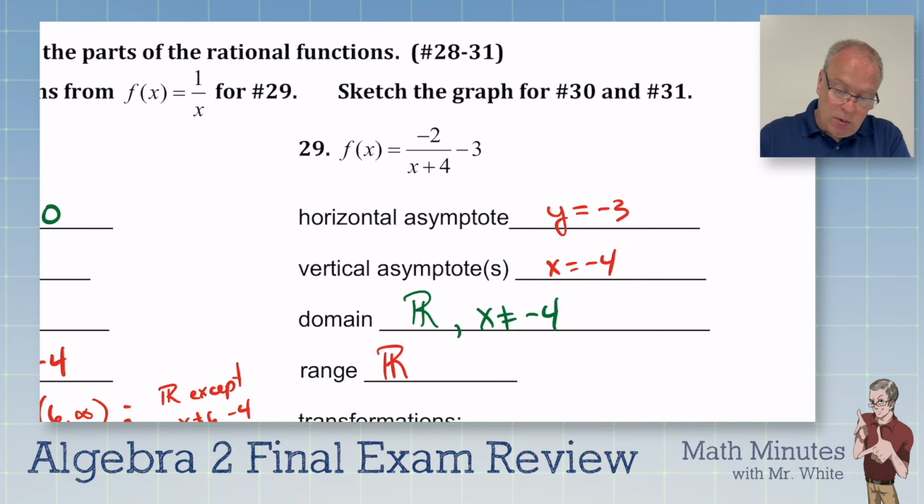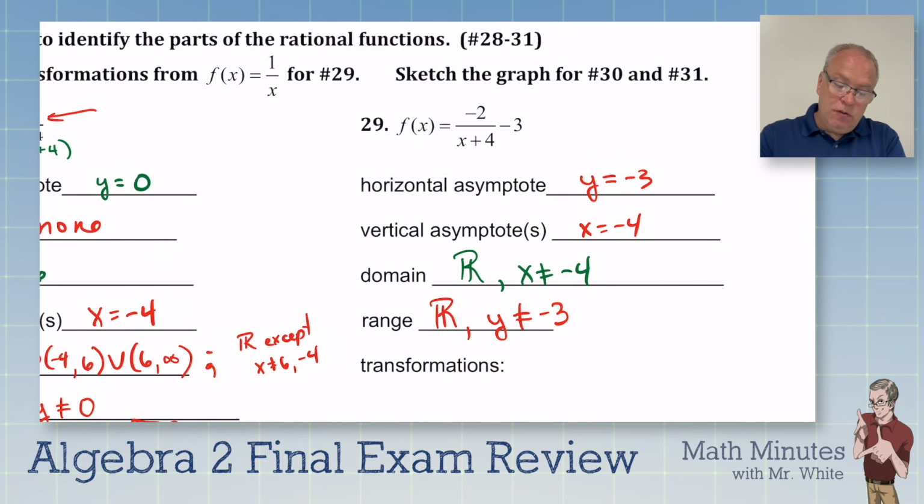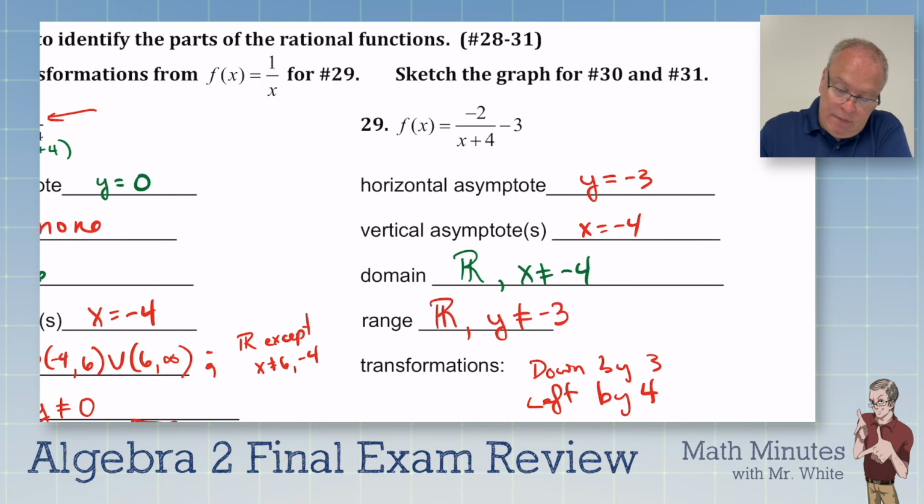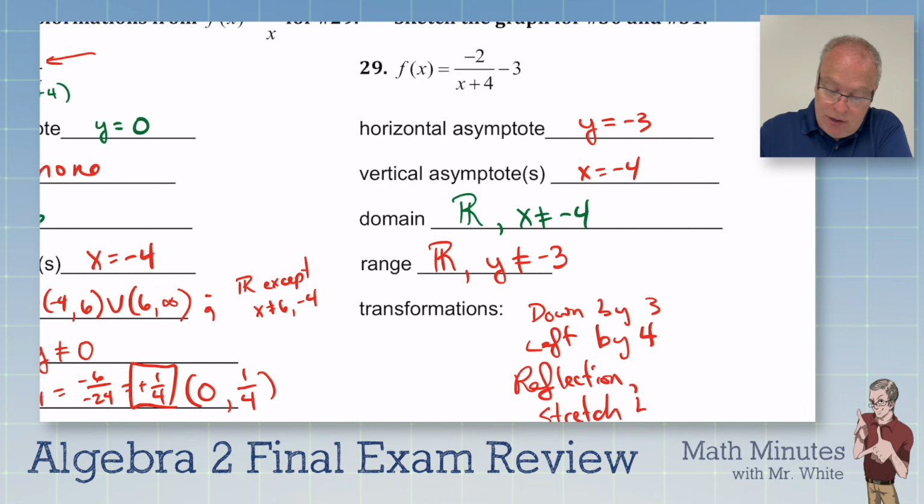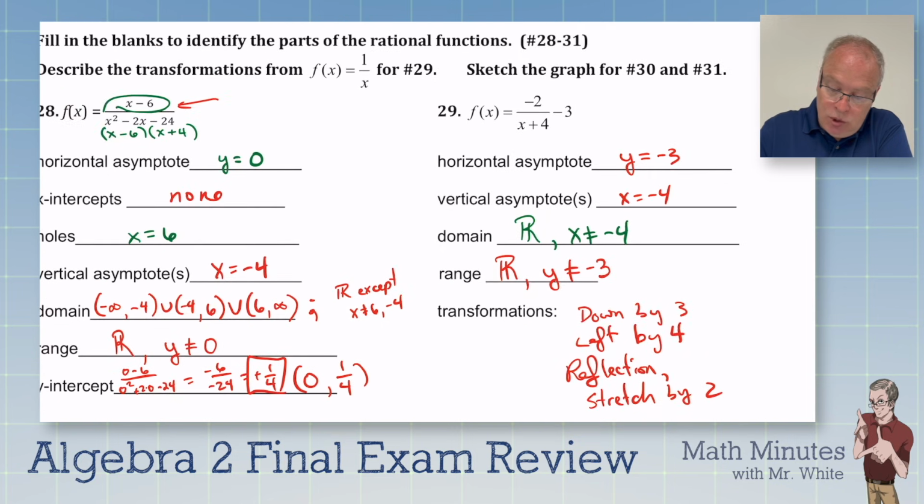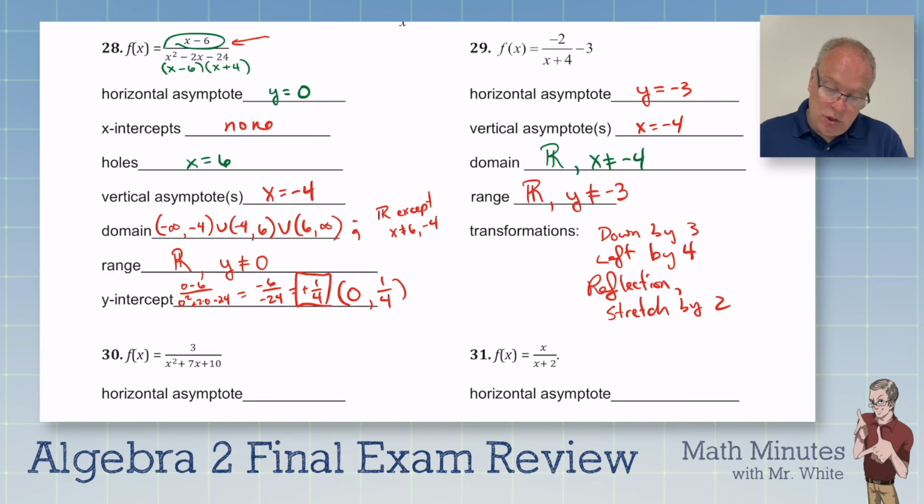The domain is all real numbers except x can't be negative 4. And the range is going to be all real numbers. Y is not ever going to be negative 3. And the transformations here are it is down by 3, it's left by 4, it's a reflection because of the negative sign, and an amplification or a stretch by 2 because of that 2. So those are the transformations.